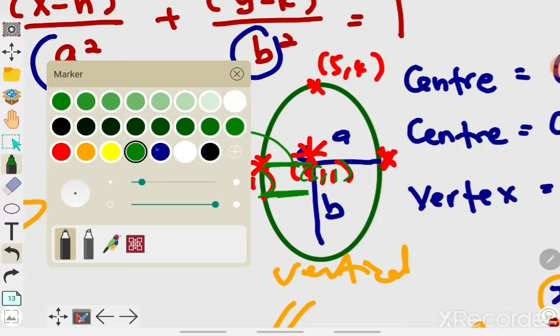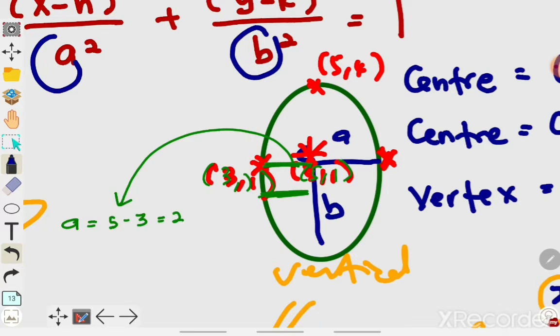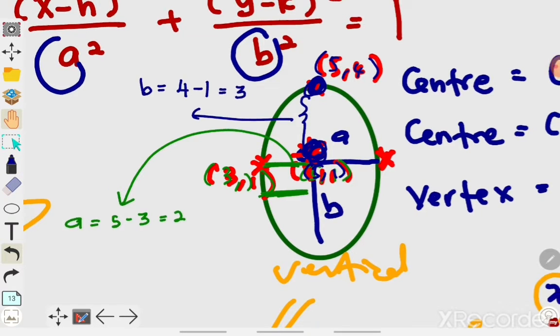Let's move on to the other point. Let's compare with the center, which is (5, 1), and one of the vertices, which is (5, 4). The 5 and 5 are the same, so we can find the distance here, which we call B. By comparing (5, 4) and (5, 1), the distance parallel to the y-axis is 4 minus 1, which equals 3. Okay everybody, let's move on.